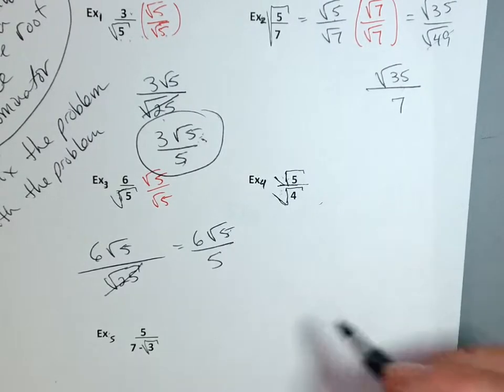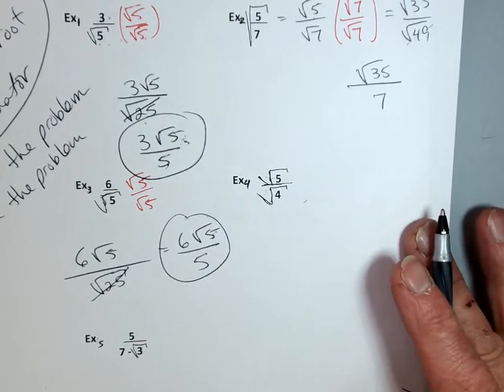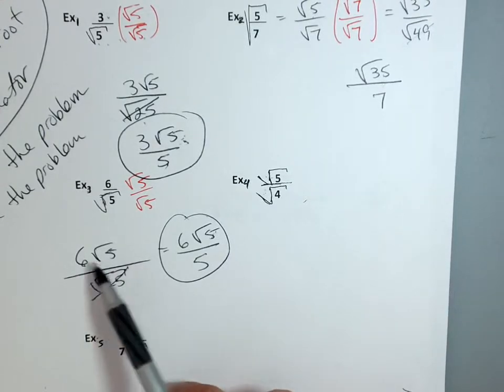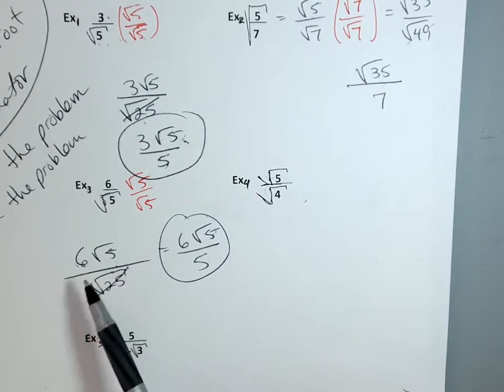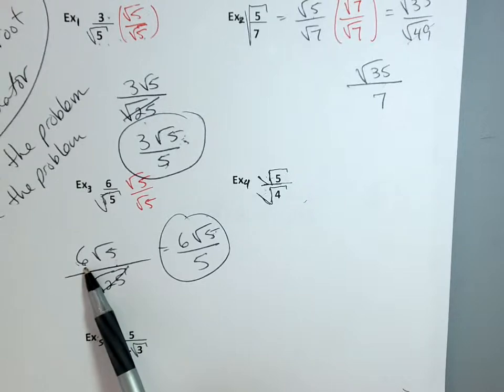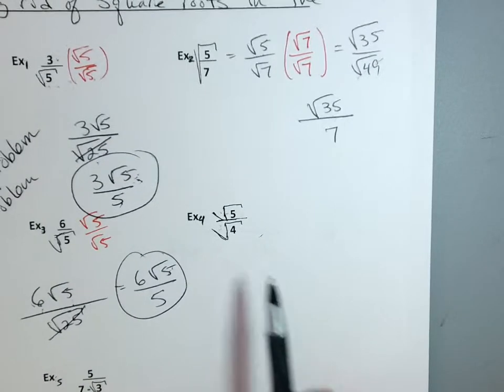Yeah, Kobe? So why did you make it a 6 square root of 5 instead of just multiplying together? Awesome. Good question. That is not a square root number, okay? So square roots go with square roots. Okay. Good question. Now, example 4.